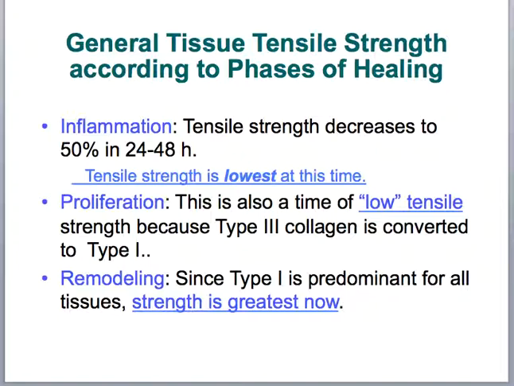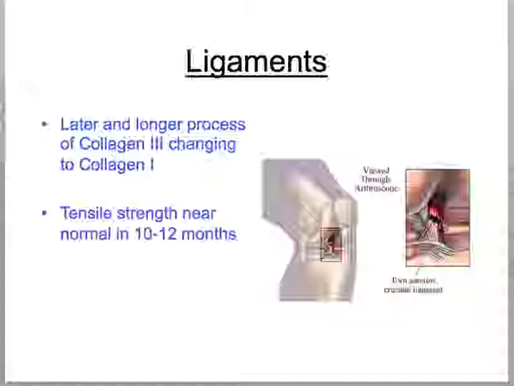Then in the third phase, our remodeling phase, it's predominantly type 1 collagen for all the injured tissue, and the strength is going to be the greatest, the inherent strength of the tissue. Now it's just developing strength of that tissue if it is contractile tissue, or strength of the tissue surrounding that injured tissue. So we'll go kind of tissue by tissue, starting with ligaments.